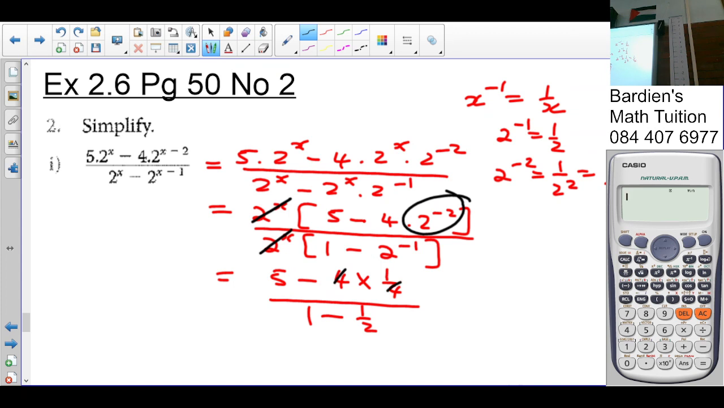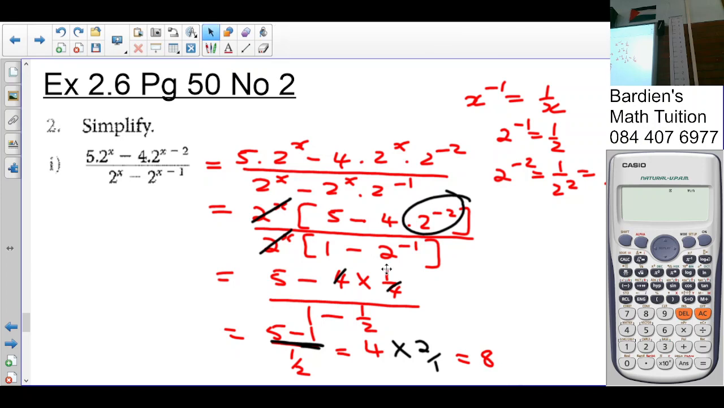A quarter times 4 is 1. Not so? So I'm going to get 5 minus 1 over 1 minus half. What is 1 minus half? Half. What is 5 minus 1? 4. So it's 4 divided by half, which is the same as 4 multiplied by 2 over 1. And 4 multiplied by 2 is? Who asked this question? Wait, you got it wrong, Michael? So 4 times a quarter, so this problem here.